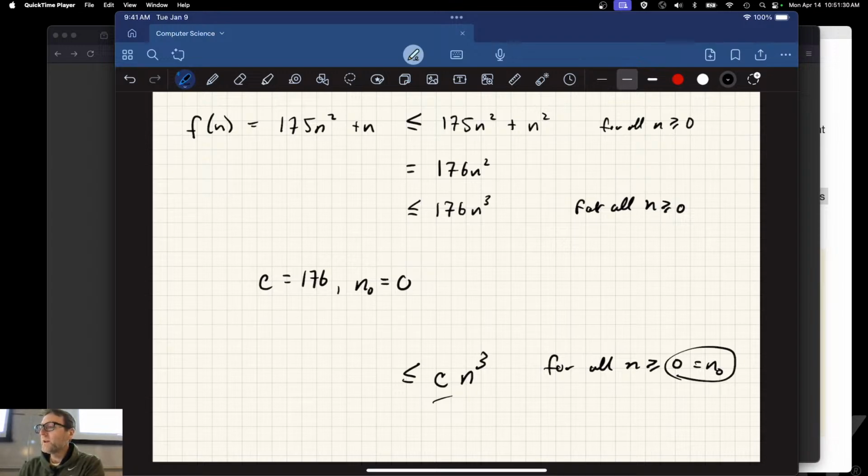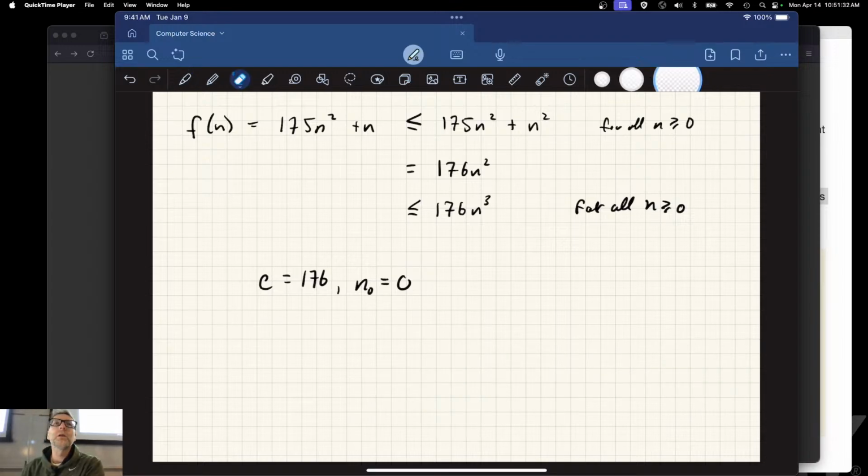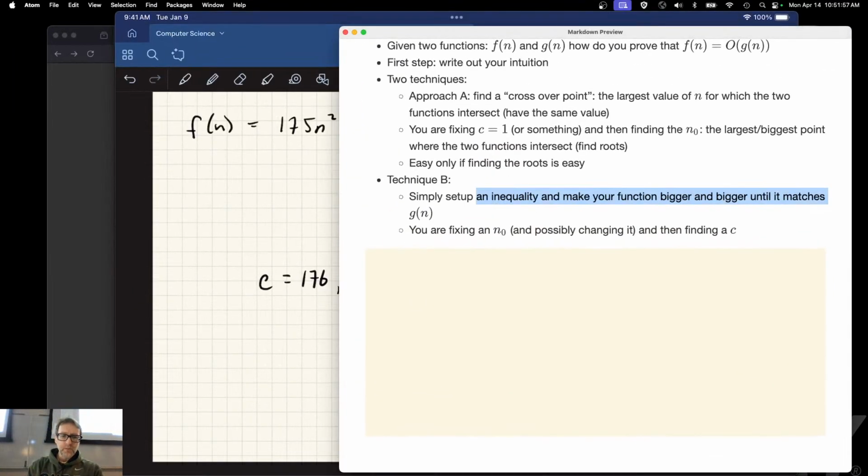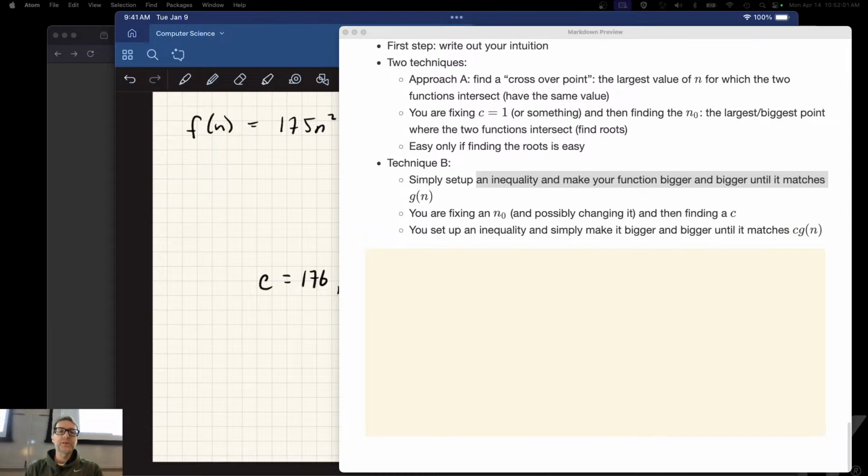Right? No finding roots at all. All you have to do is make this bigger and bigger and bigger until it looks like g of n over here. This is equal to c g of n, for c being 176. All right? Eerily similar to that n naught being 175 and then 176. That's because I set it up this way so that everything would work out nice and easy. Right? So again, you set up an inequality and simply make it bigger and bigger and bigger until it matches c of n. This is a much easier technique.